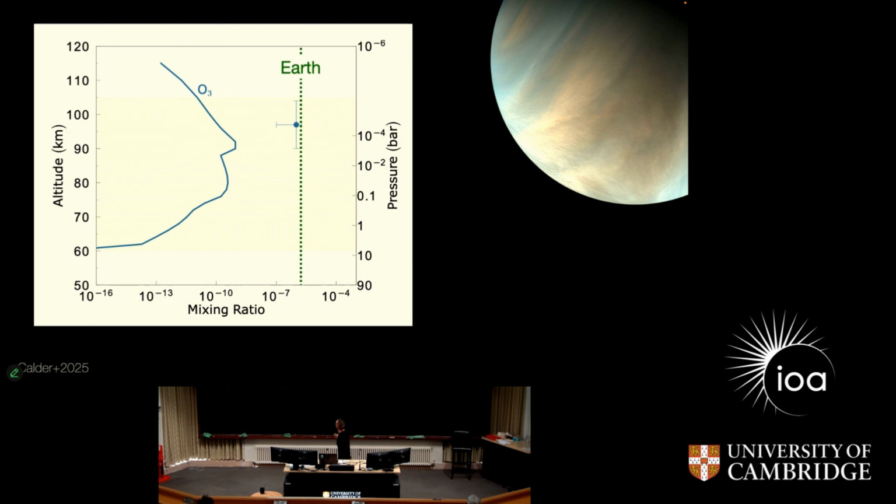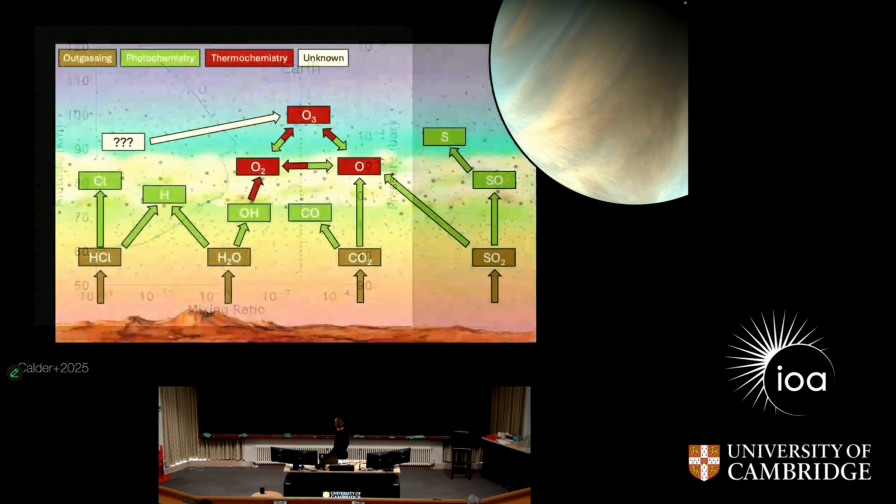Now, this ozone mixing ratio in Venus's atmosphere is strikingly similar to the ozone abundance in Earth's atmosphere, where we know this ozone is supported by oxygenic photosynthesis and the production of dioxygen by life. So what's going on here? Is this further evidence for life on Venus?